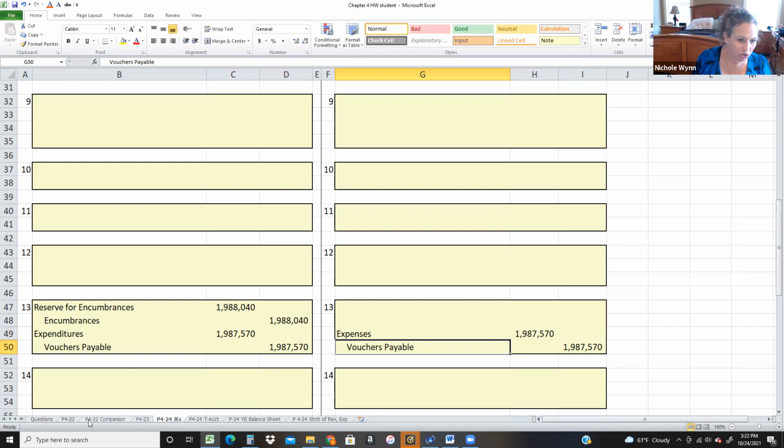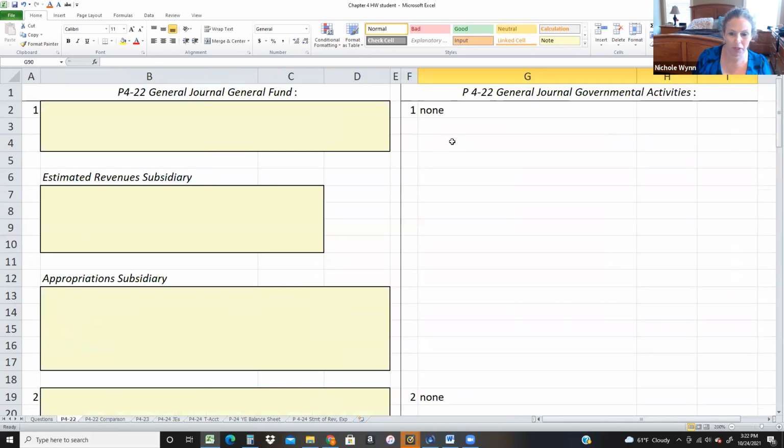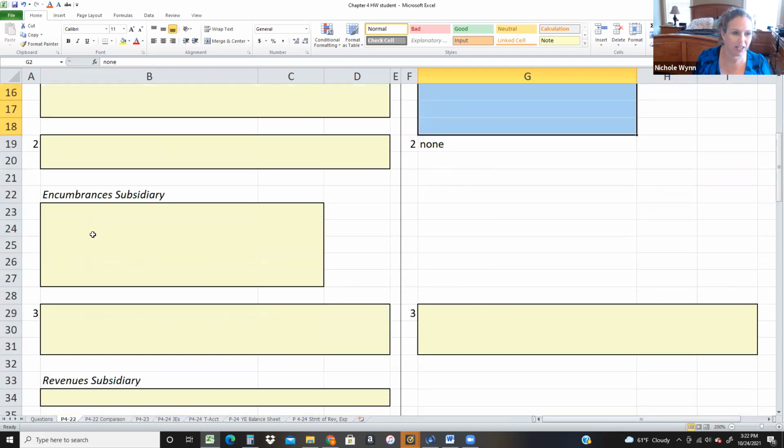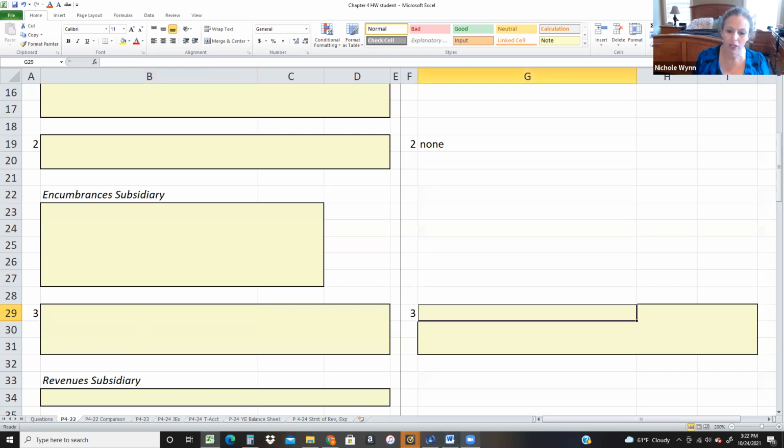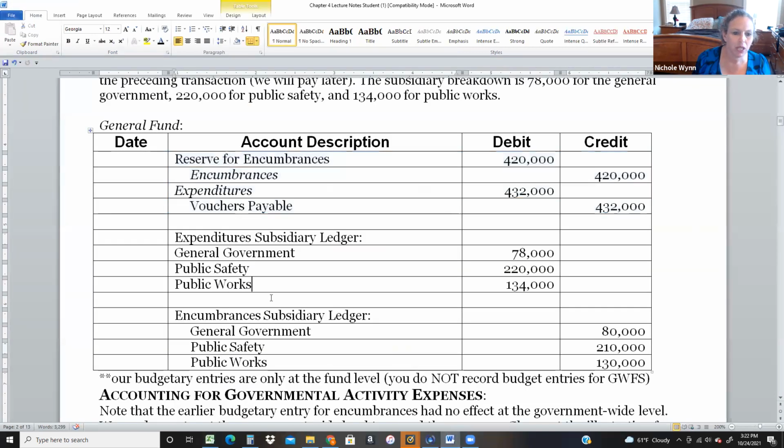Okay. So we will also do that on this problem. Over here, I've written none, and that means that there's no entries on this side until we get to number 3. So this is problem 422. So on 422, number 3 says the current year tax levy is recorded on collectibles are at 65. So we'll do that example in our notes shortly, and you'll be able to put it on both sides. Okay, back over to our notes.